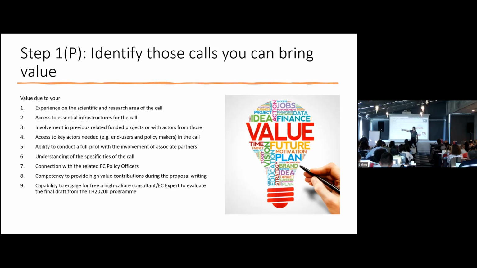Another one is that you can have access to key actors, end users, policy makers that are in the call. Ministries, for example. Maybe you have access to the Ministry of Environment, the Ministry of Development, the Ministry of Interior, whatever is related. Five, ability to conduct, and this is for me very important. If you want to be very attractive, you need to make sure that you are not just one partner from Turkey. You are bringing the whole pilot from Turkey. Maybe you are the only one that is going to get funded, but you can bring as associate partners all the others that can be involved for running the pilot successfully in Turkey.